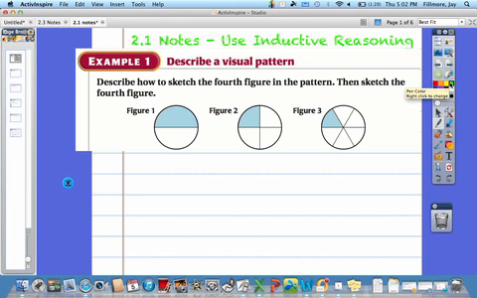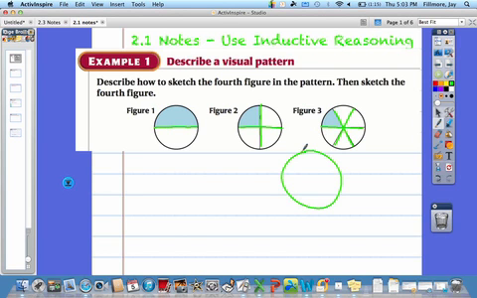So if we're looking at the pattern we have here, we have figures 1, 2, and 3, and there's certain things we can look at that are changing from figure 1 to figure 2 to figure 3. First of all, figure 1, we only have one dividing line. Figure 2, we have 2 dividing lines. In figure 3, we have 3 dividing lines. So we can assume that in figure 4, we'll have 4 dividing lines. So that's the first thing.